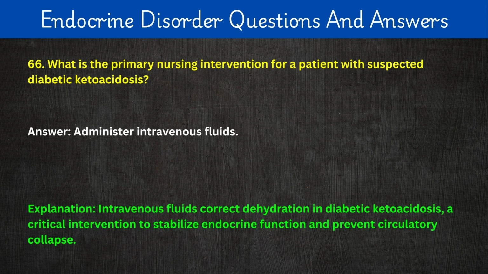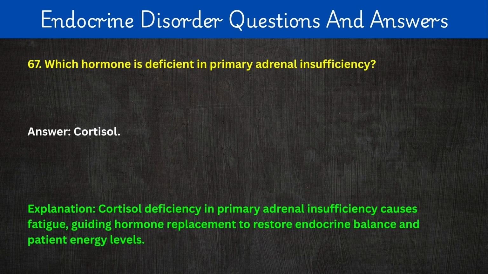66. What is the primary nursing intervention for a patient with suspected diabetic ketoacidosis? Answer: administer intravenous fluids. Explanation: intravenous fluids correct dehydration in diabetic ketoacidosis, a critical intervention to stabilize endocrine function and prevent circulatory collapse.